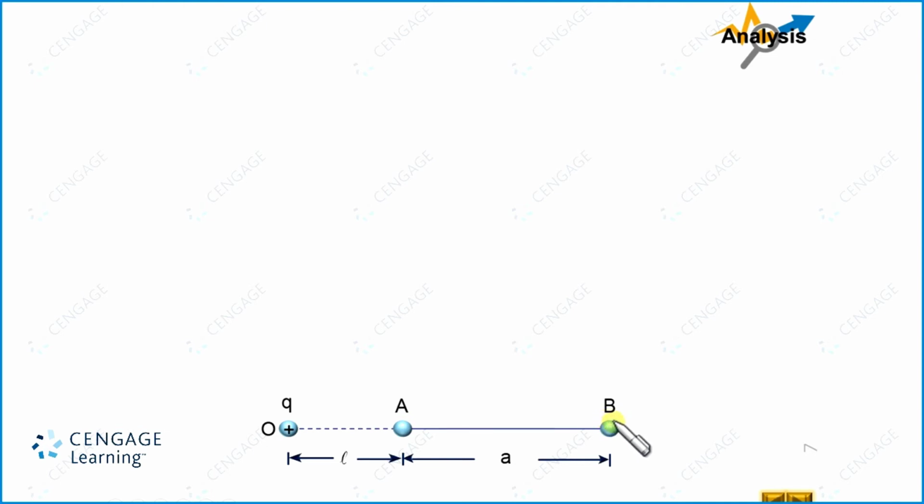As conservation of charge is always valid, that means charges of equal magnitude will be induced on A and B. This will be negative and this will be positive. Let us assume this charge is minus q dash and this is plus q dash. Now let us calculate the potential of sphere A.